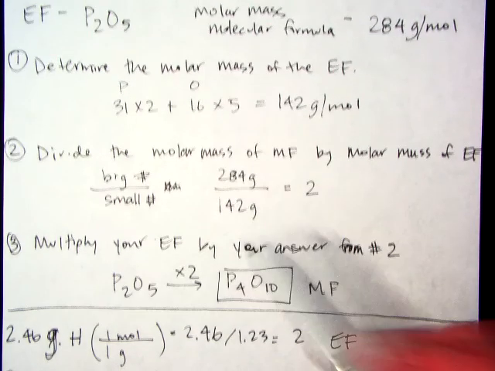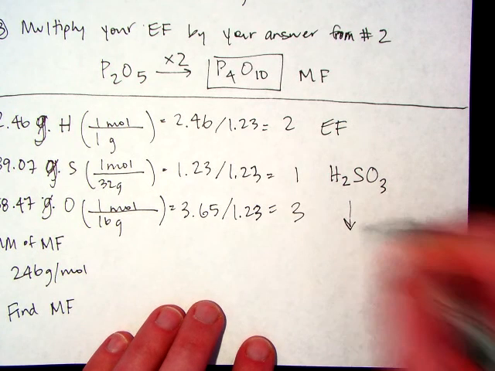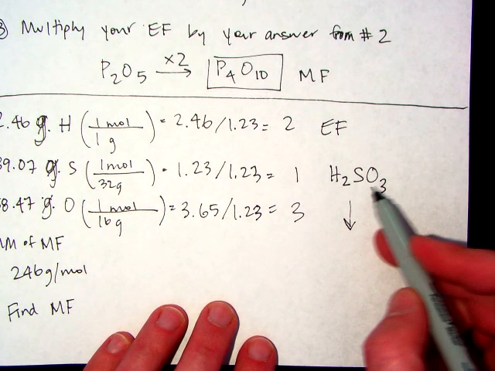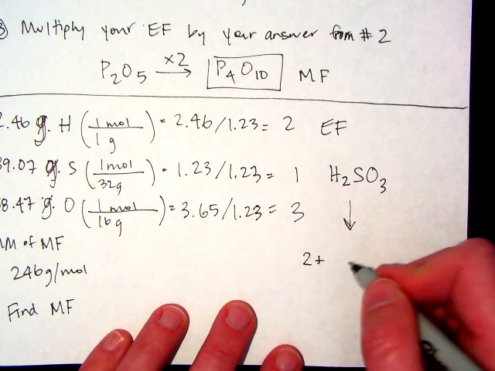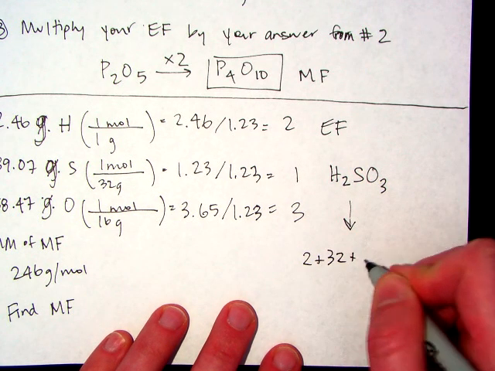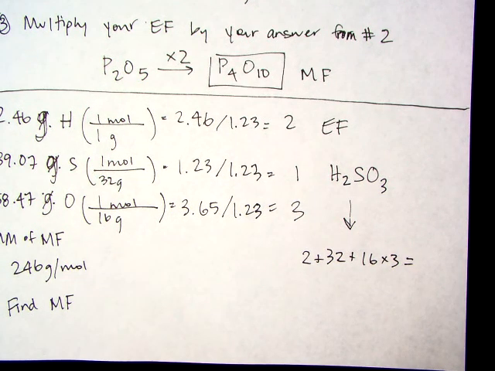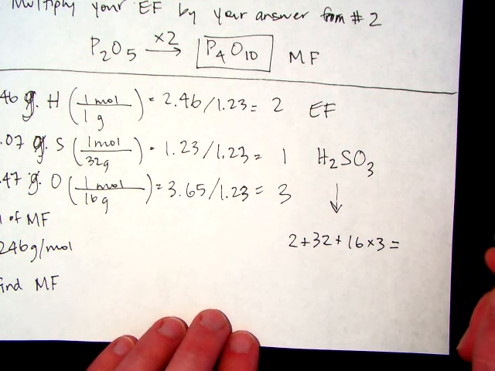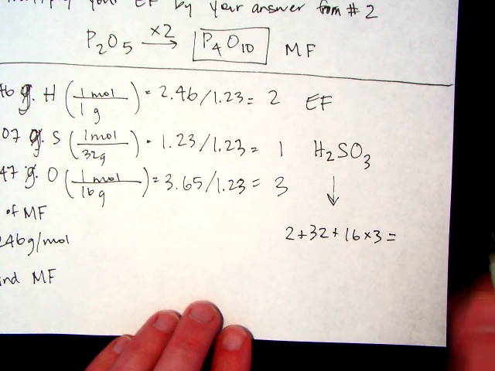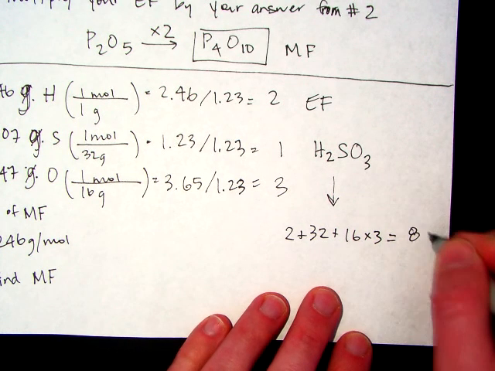So now you go and do the instructions I just showed you up top. To find the molecular formula, the first thing you want to do is total the molar mass of the empirical formula you just found. So hydrogen, there are 2 of them. Each one is worth 1, so that's 2. Sulfur is 32. Oxygen is 16 times 3. And that equals 82.